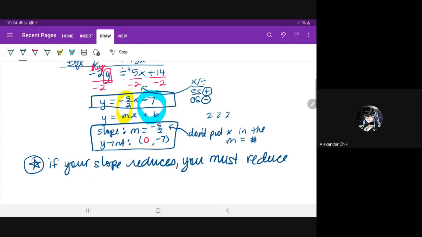Okay, so let me show you. If your m is negative 15 over 9, for example, you're not supposed to leave it that way. So what would you divide both by to reduce it? And don't write one big division. You have to write a division at the top and a division at the bottom. Yeah, so you divide by 3, and you get negative 5 over 3. So you would have to do that if it reduces.